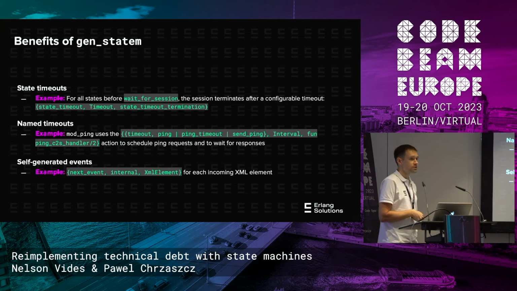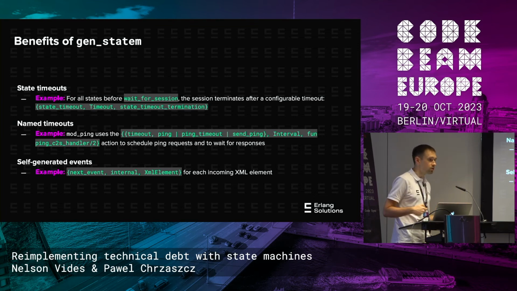We are also using various types of timeouts. Two examples. The first one: for all states before the session is fully established, if the client does nothing anymore, we just terminate the session after a timeout. That makes sense. And the second example is about named timeouts. I know they are also called generic timeouts, and these don't expire with state transitions. For example, mod ping is a module that enables the server and client to ping each other on an XMPP level. So when there's a ping, you wait, of course, for a response, and the timeout is a perfect tool for that job.